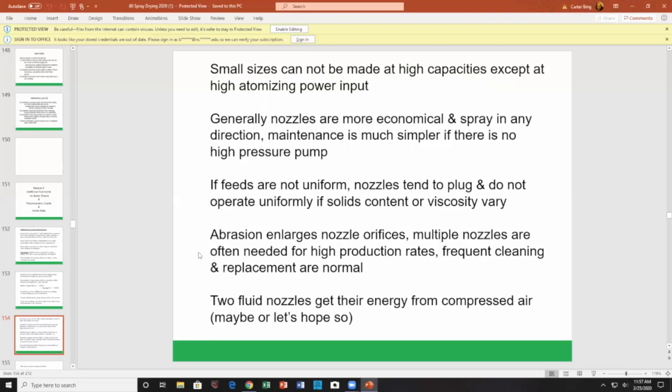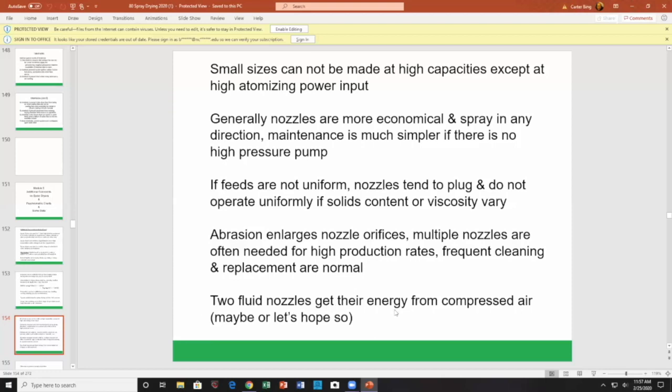Multiple nozzles are often needed for high production rates. Frequent cleaning and replacements are normal. Right? You can't expect a nozzle to last forever. There is a tendency to believe that nozzles do last forever, but they really don't. They disappear. They become part of your product.